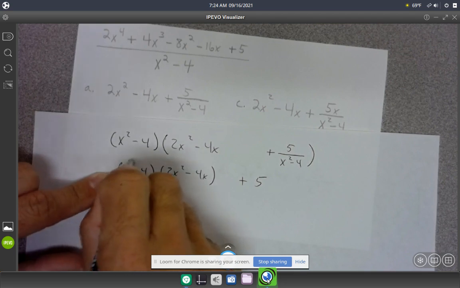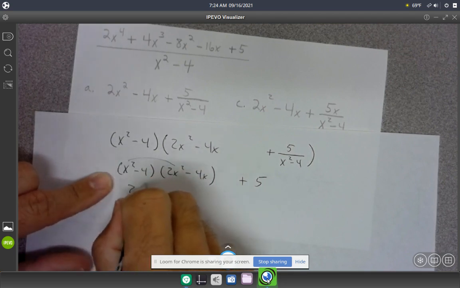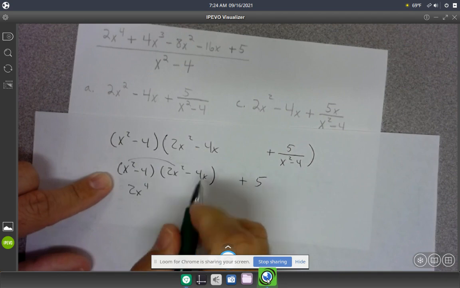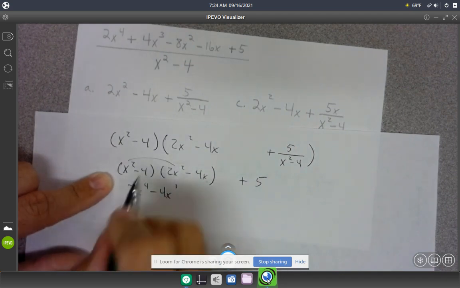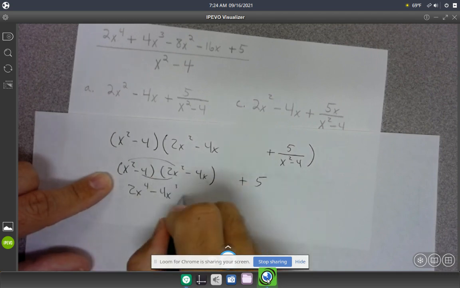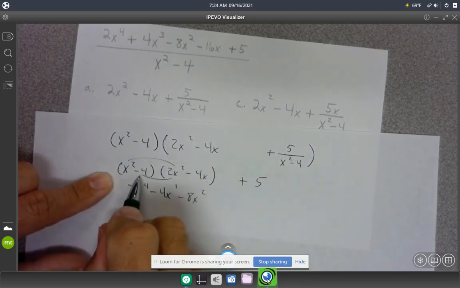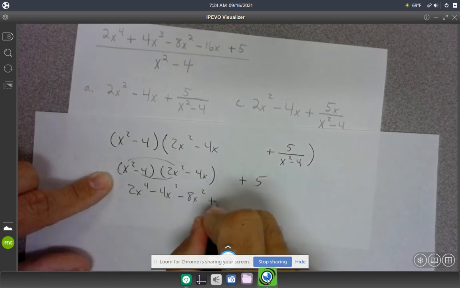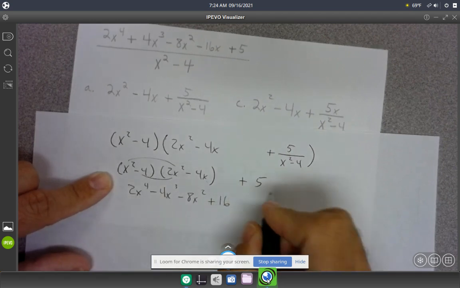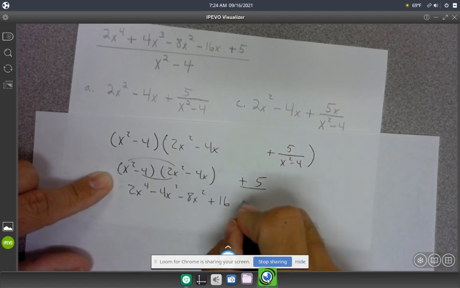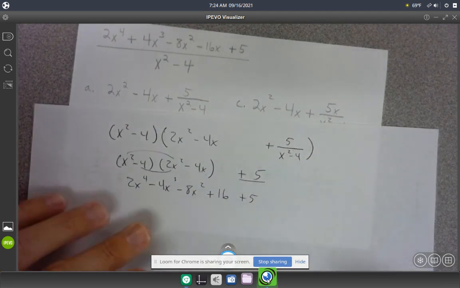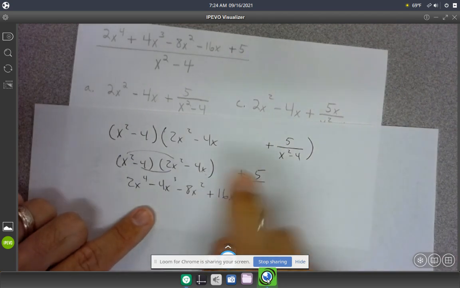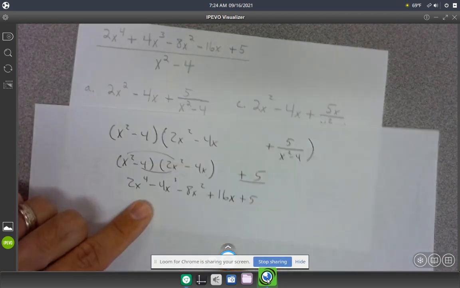So x squared times that is 2x to the 4th. x squared times 4x is 4x to the 3rd. Negative 4 times 2x squared is negative 8. And negative 4 times negative 4x is a positive 16. And don't forget to bring down that plus 5. Oh, wait. This is a 16x, isn't it? Yeah, 4 times 4x will be 16x.